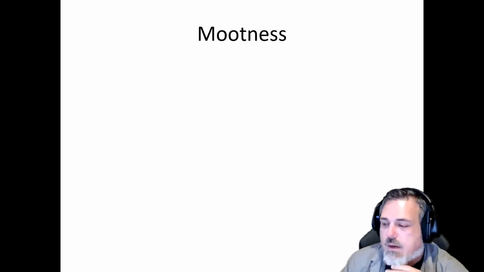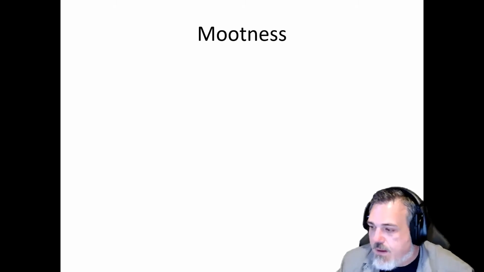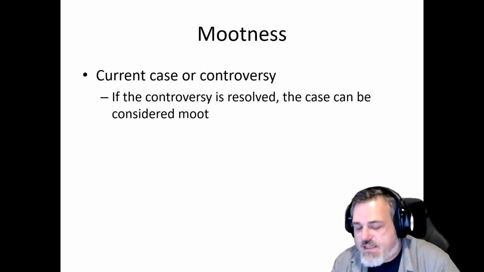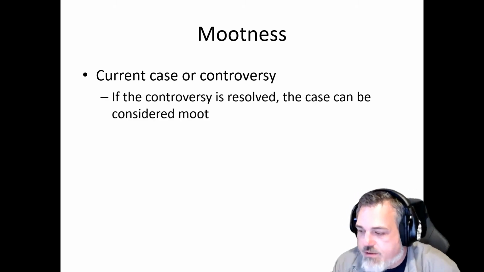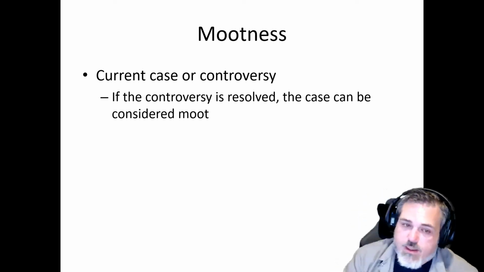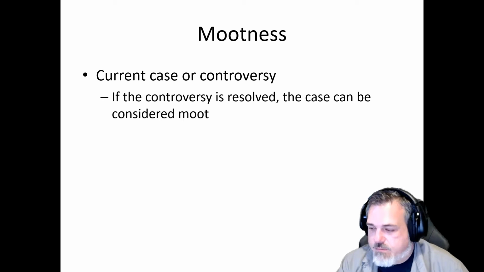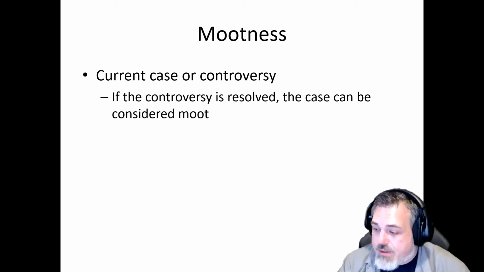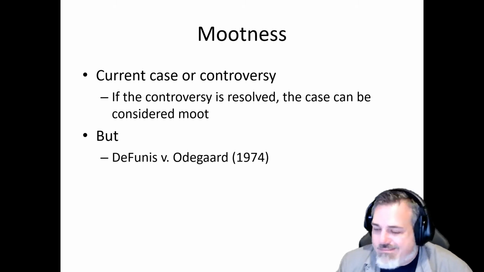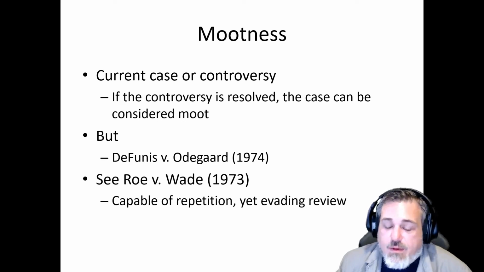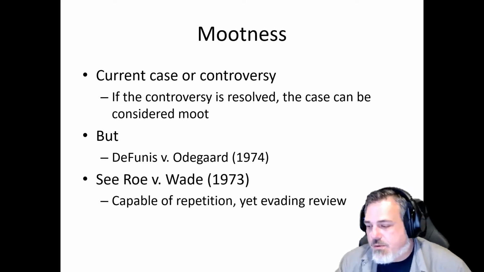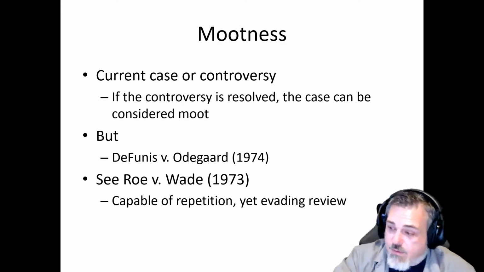Cool. And we're going to move to mootness. This comes from the idea of the current case or controversy restriction in Article 3. If the case has been resolved, then the case is considered moot. And that means that the court can't resolve it, that it's unable to resolve it. Don't worry about the fundus. There, however, is an exception to this rule. And that exception comes from Roe v. Wade.